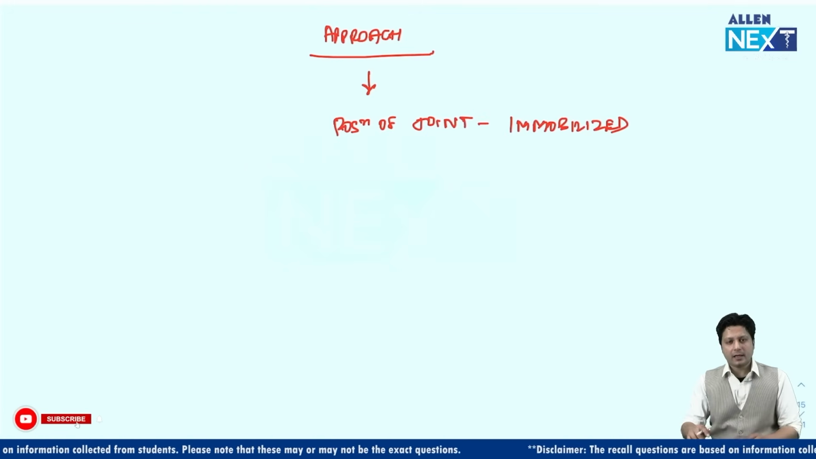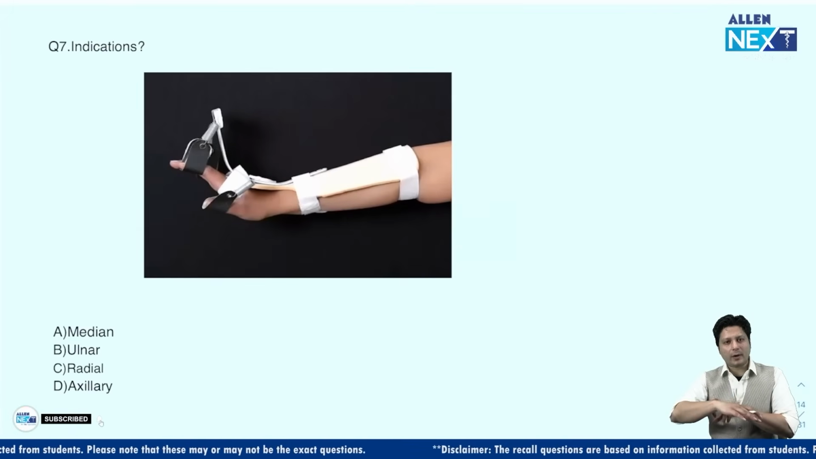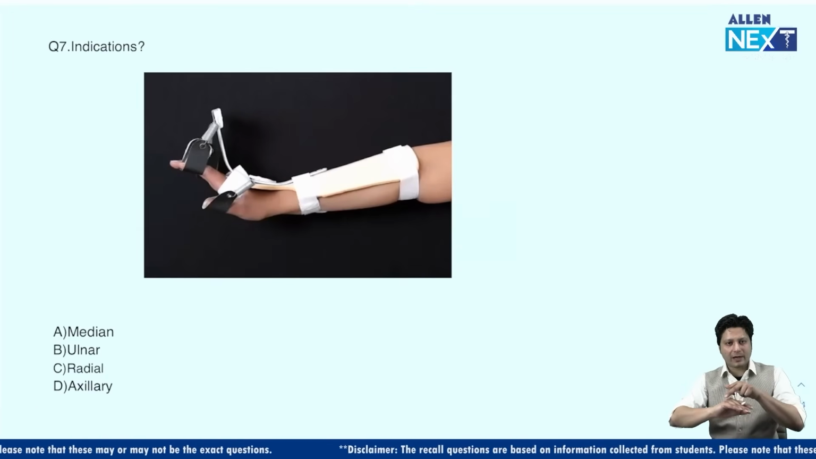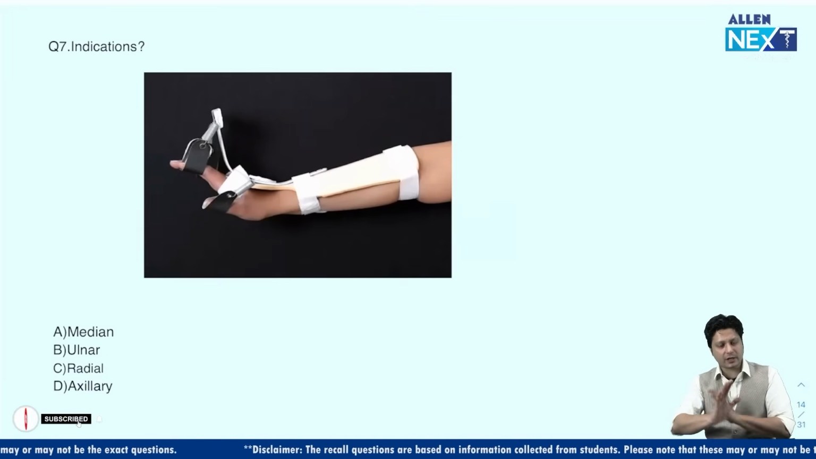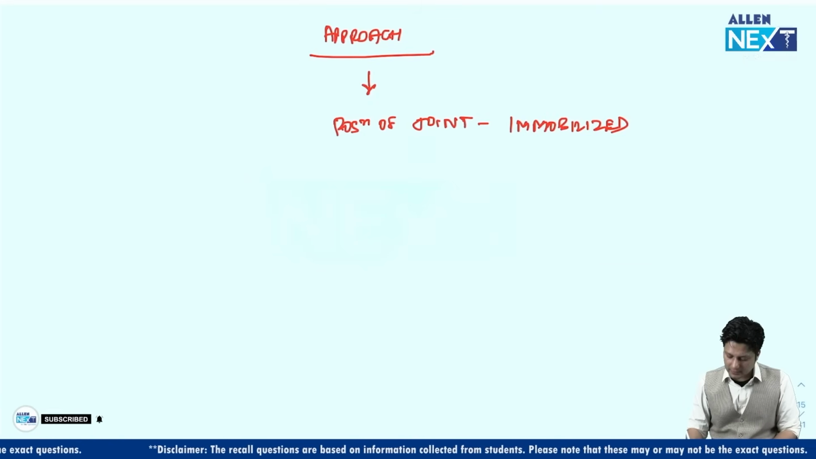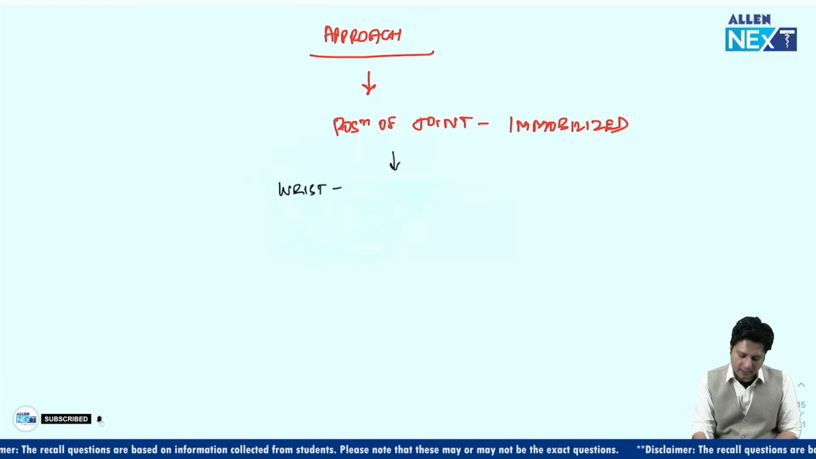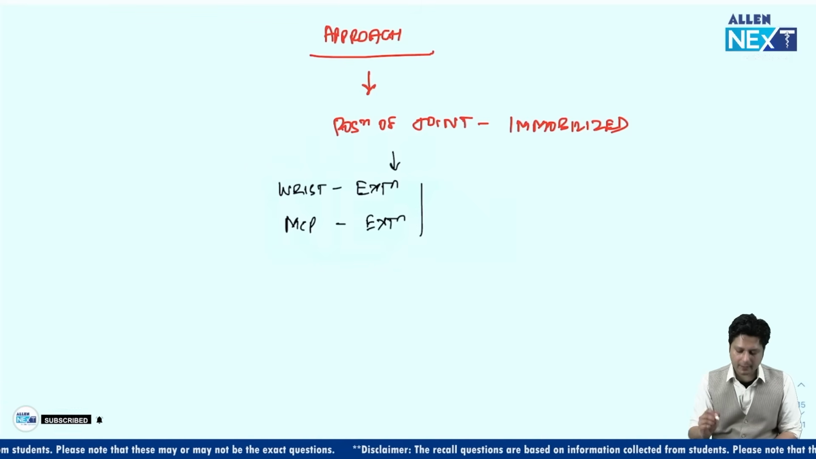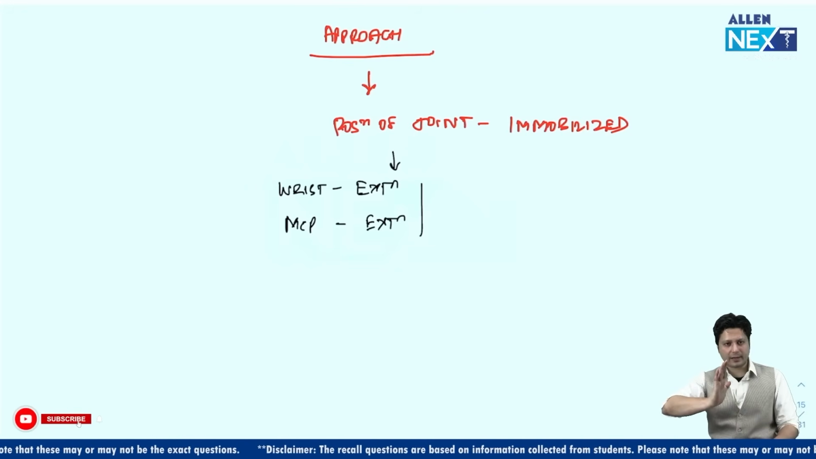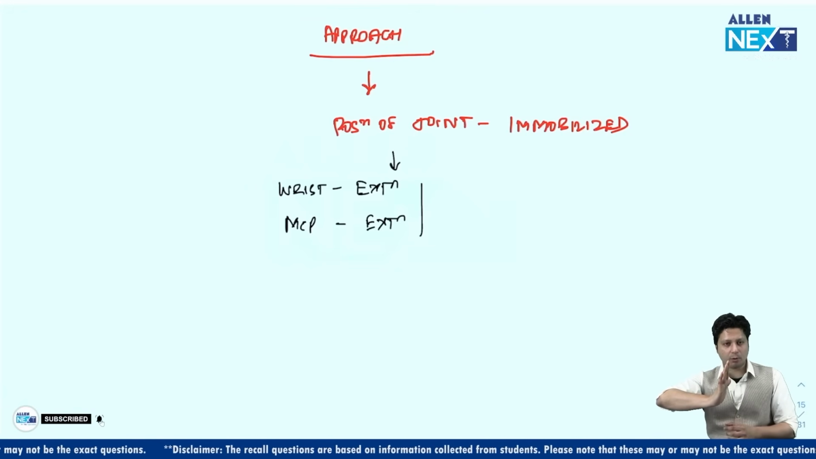Just try to understand. Here in this case, this wrist joint is immobilized. The metacarpophalangeal joints are immobilized. But what is the position in which it is immobilized? So in this case, as you can see, the wrist is immobilized in extension, that means dorsiflexion, and the metacarpophalangeal joints are also immobilized in extension. All right. So both of them, the wrist and the metacarpophalangeal joint, are immobilized in extension.